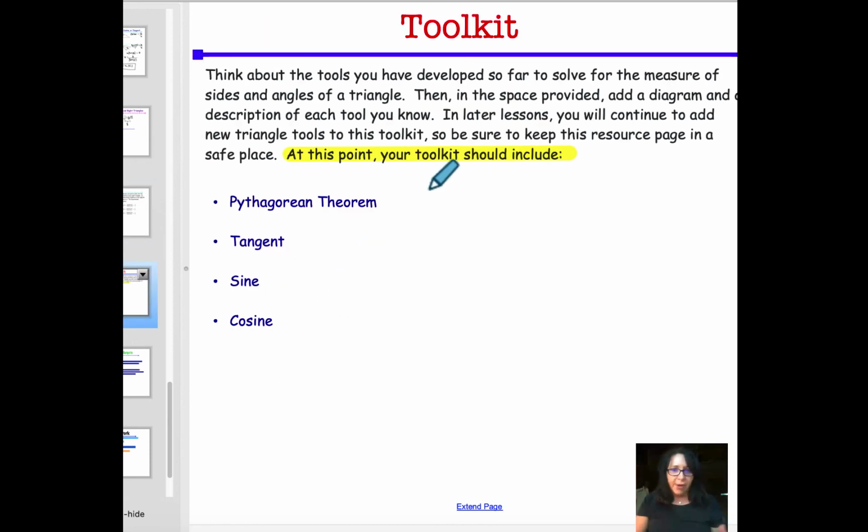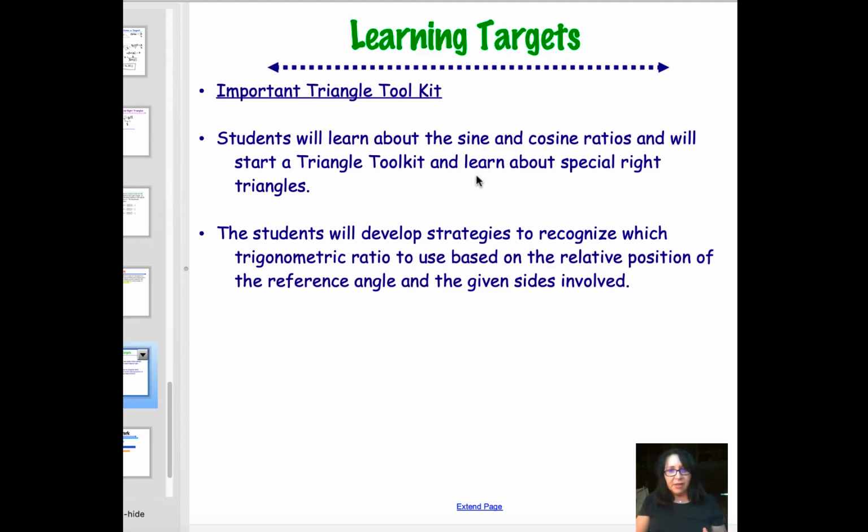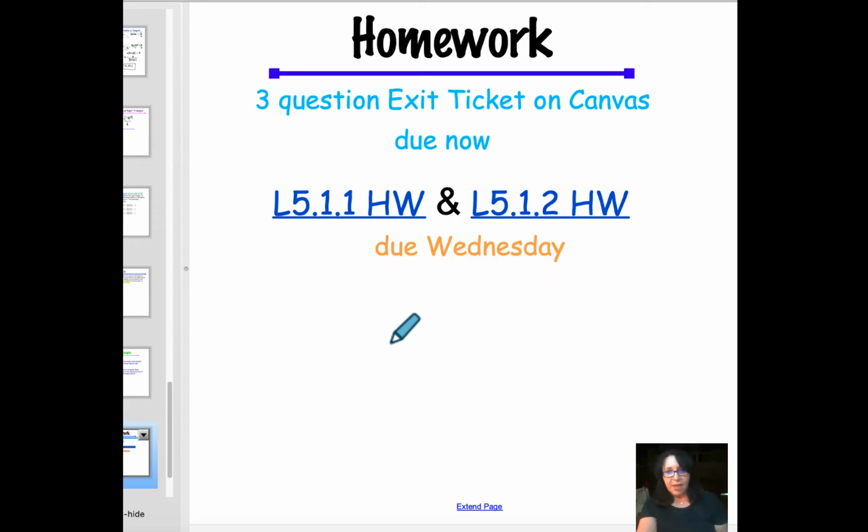At this point, your toolkit should include these values: Pythagorean theorem, sine, cosine, and tangent. And also, I would start putting in your special right triangles, which are your 45, 45, 90 and your 30, 60, 90 triangles. So we did a lot of sine and cosine ratios. We talked about special right triangles, which are not going to go away. This is something that we're going to do constantly over and over again. And also talking about moving yourself to different angles.